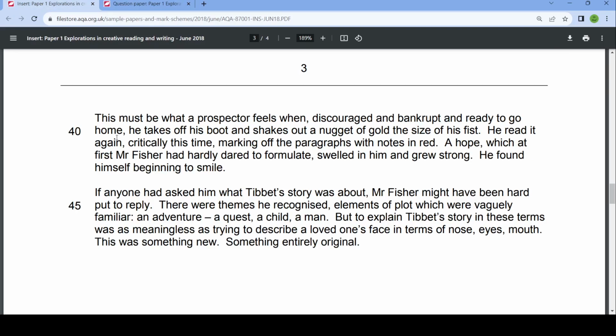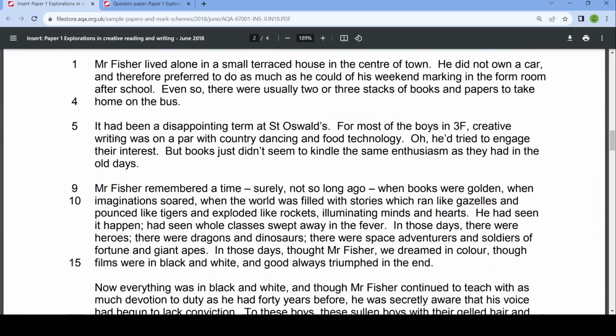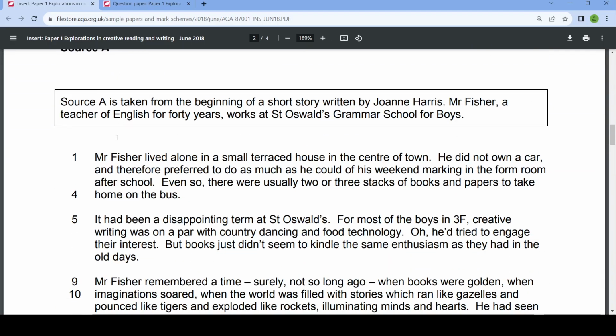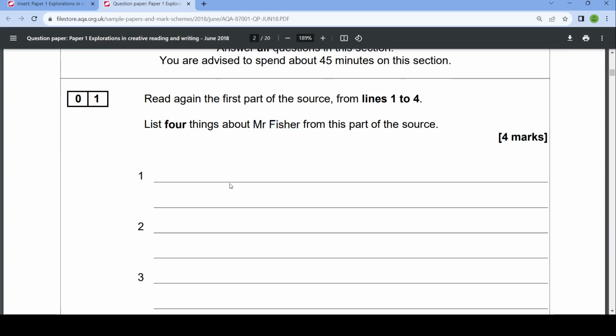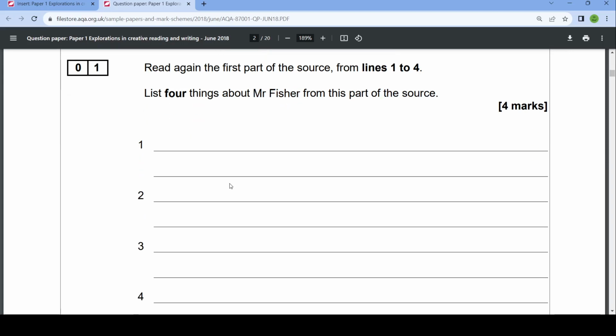So if you look at the extract, you need to look at these lines here and find 4 things about Mr. Fisher. So this first question is meant to be fairly straightforward. You sometimes find that 3 things are easy and the 4th thing is a little bit more tricky, but certainly 3 out of 4 facts should be fairly straightforward.